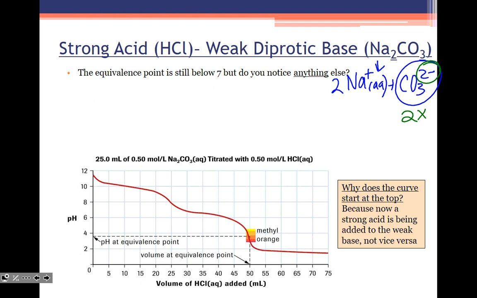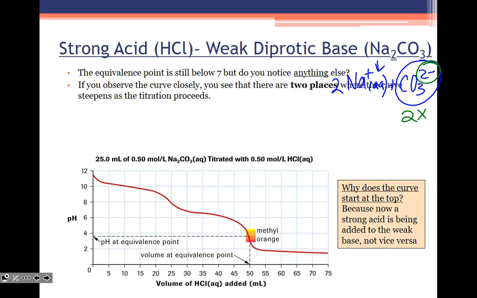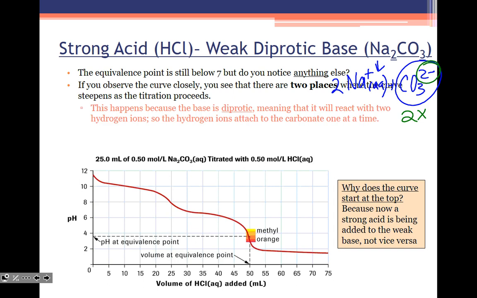Why does the curve start at the top? Because now a strong acid is being added to a weak base, not vice versa. Okay, anyhow, let's just take a look at this. This happens because the base is diprotic, meaning that it will react with 2 hydrogen ions, so the hydrogen ions attach to the carbonate ions one at a time. Here's our first reaction, kiddos. Here's our second reaction. Anytime you have this kind of thing, you have 2 bumps.